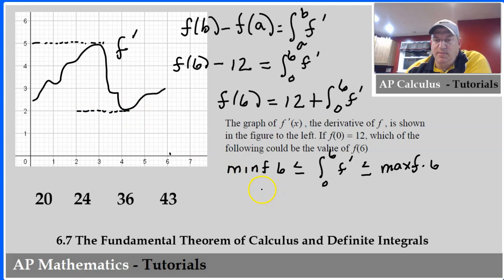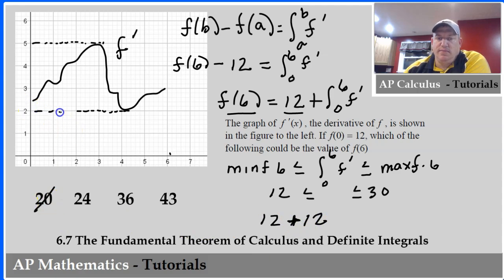So we have a min f times 6 to be 12. And a max, which is 5 times 6, which is 30. So we know our integral value is going to fall between 12 and 30. Okay, now f of 6 is clearly up here as 12 plus a number. So 12 plus a minimum of 12. So we know the answer has to be greater than or equal to 24. So it can't be 20.